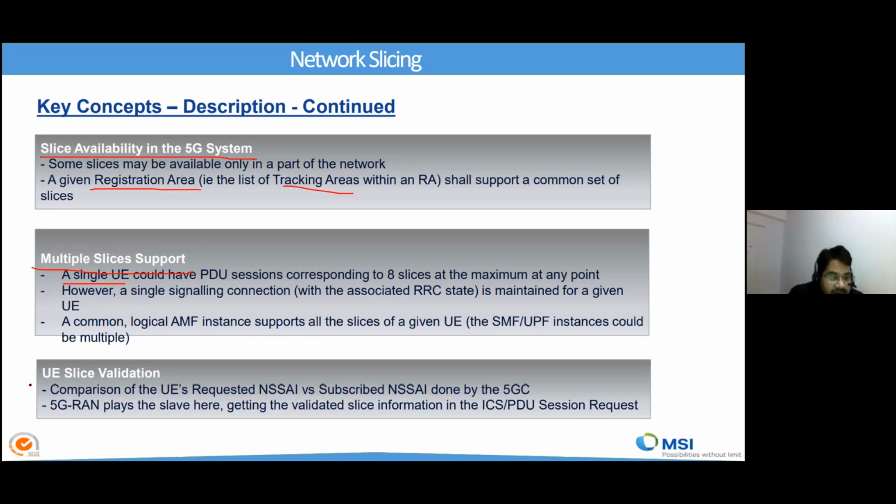And in the UE slice validation category, what kind of slice has been allocated by the network to the UE will be supported or defined under this category.